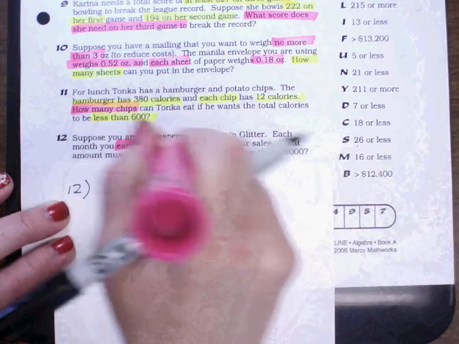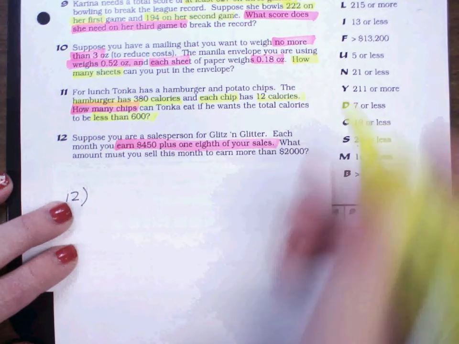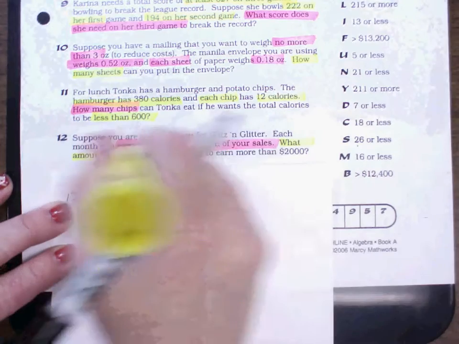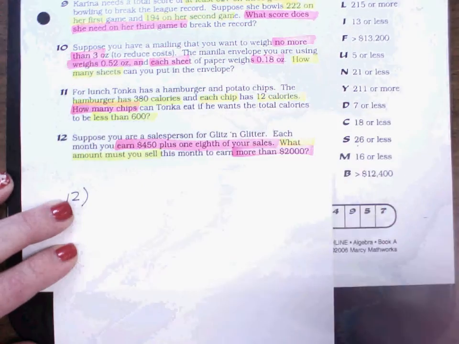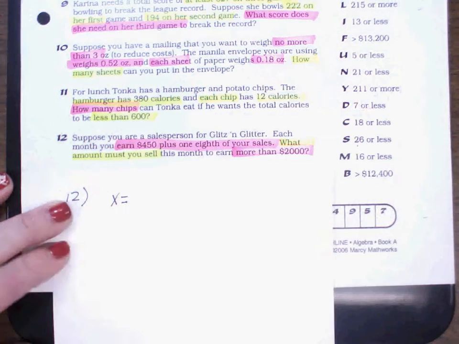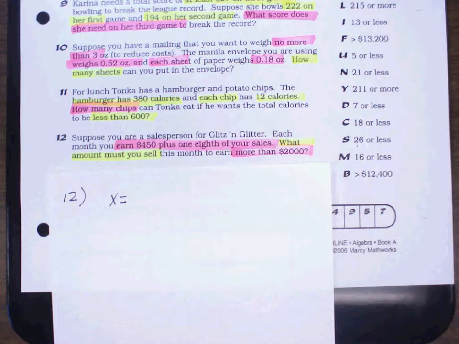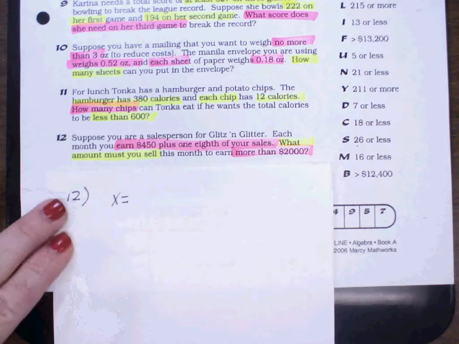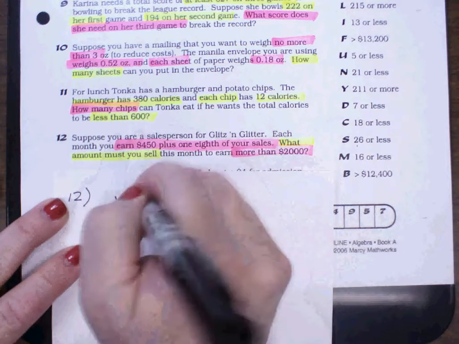Suppose you are a salesperson for Glitz and Glitter. Each month you earned 450 plus 1/8 of your sales. What amount must you sell this month to earn more than $2,000? All right, notice how I go to the question, I do it in a different color so that I know that's my X.